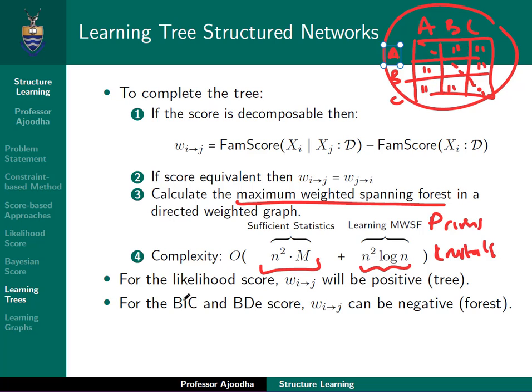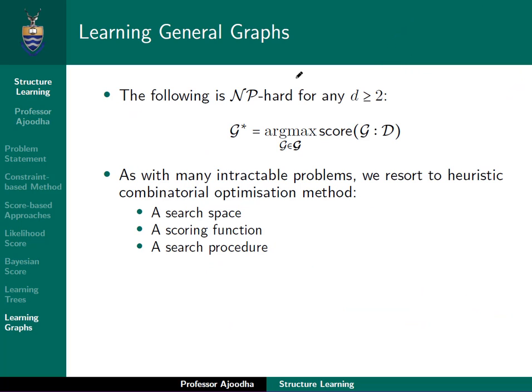Yeah, and that's basically it, right? For the likelihood score, you would expect this always to be positive because it'll be positive just due to noise in the data, and the BIC and the BDE score can be negative as well. So you should prepare for that, and depending on whether it's negative or positive, you can try different things. So that's the basic idea behind learning trees.